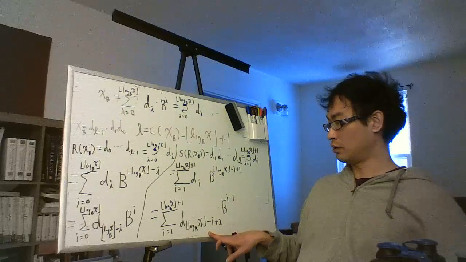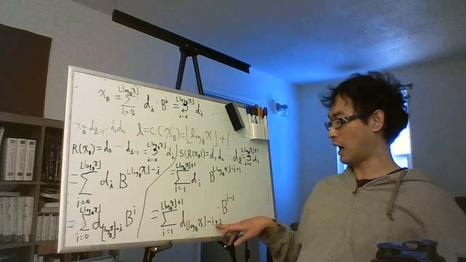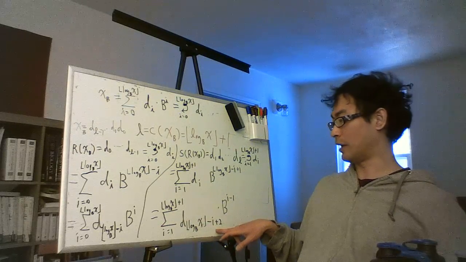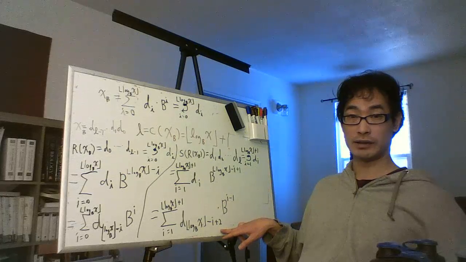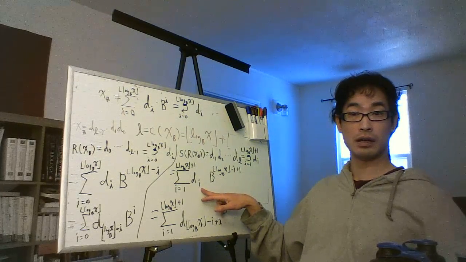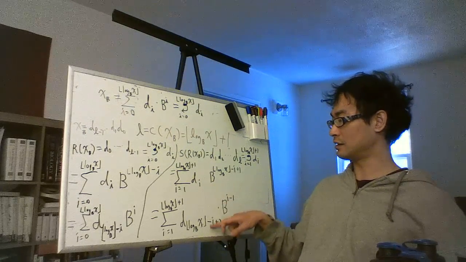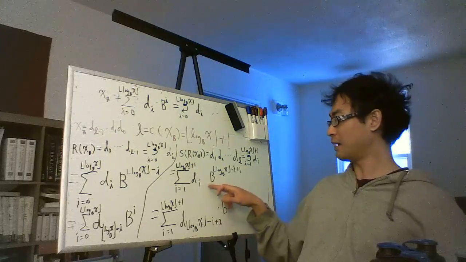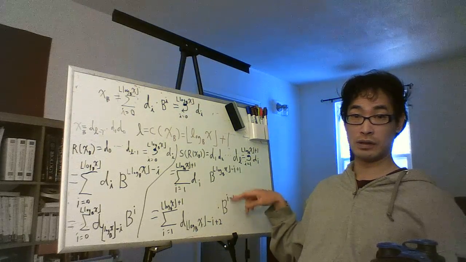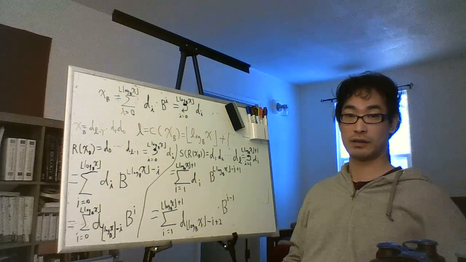Here we substituted I minus 1 for I, and that was not enough. We have to add 1 on top of that. Here we didn't do anything. It happens because indices behave differently from functions.